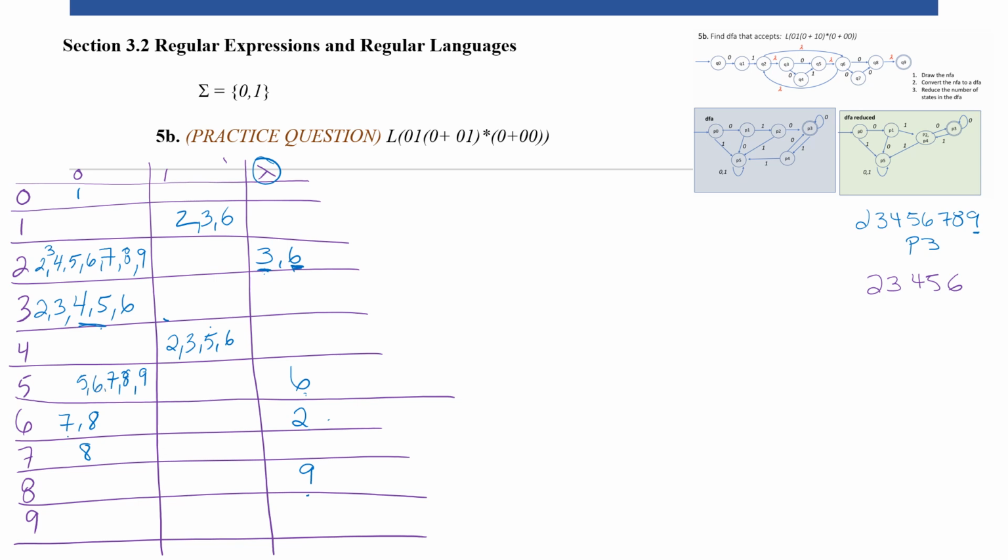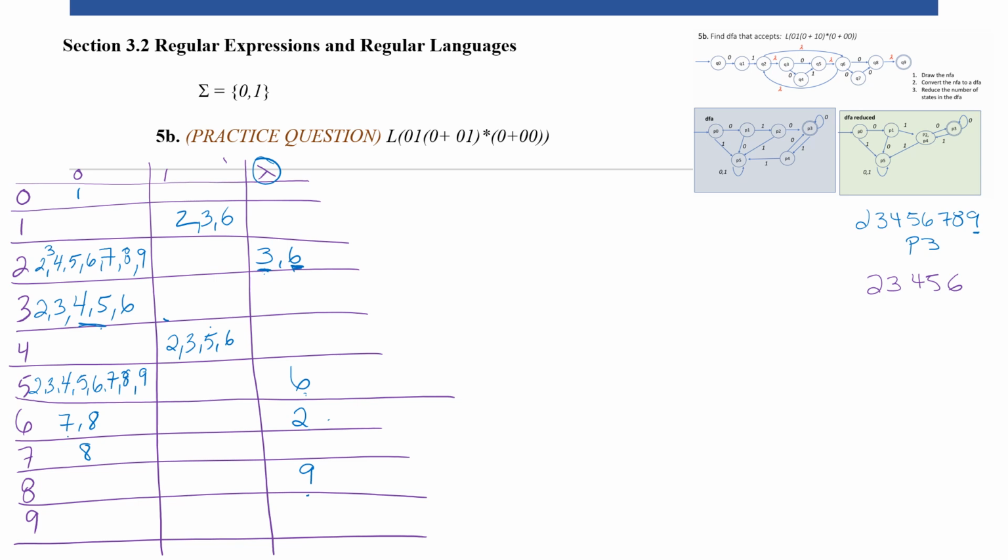I can be in 5, jump to 6, jump back to 2, jump to 3, consume the 0 and get to 4. I can be in 5, jump to 6, jump to 2, jump to 3, consume the 0, get to 5. I already got 5. Jump to 6, and then jump back to 2, and also jump to 3. So I get that big state again here, P3.